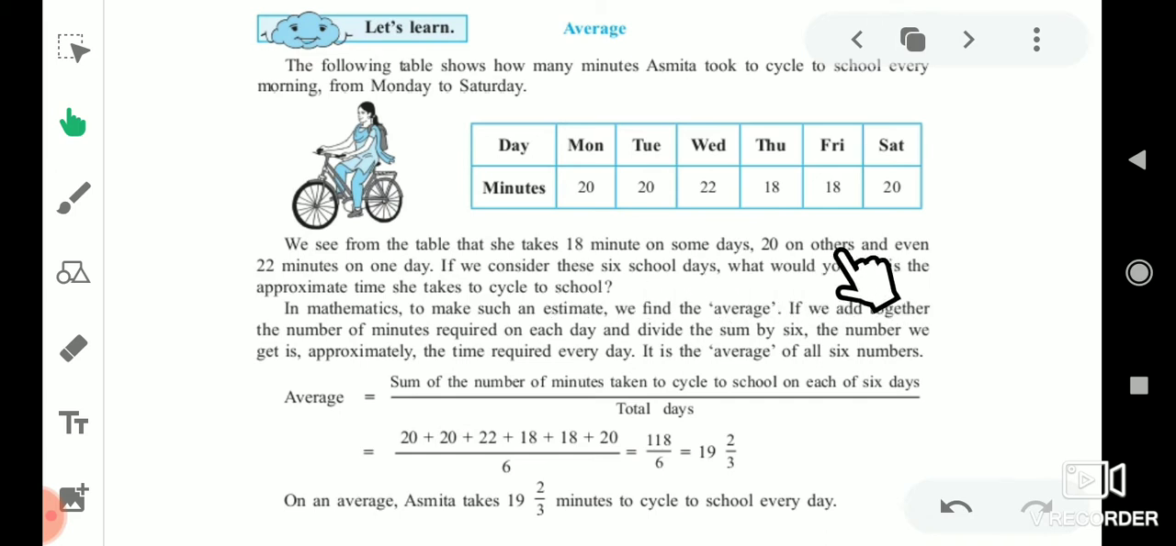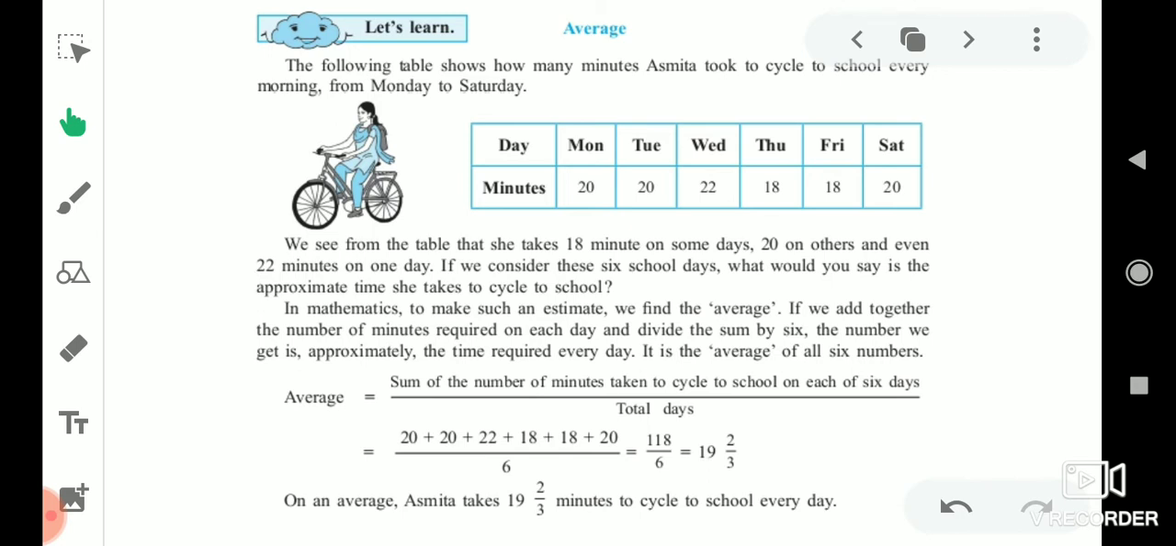We will simply add all the values and we will divide it by the total number of values. Sum of all the values divided by the total number of values. So the sum of all the values means 20 plus 20 plus 22 plus 18 plus 18 plus 20, divided by the total number of values. What is the total number of values? 1, 2, 3, 4, 5, 6. So the sum of all the values divided by the total number of values, 6, is 118 by 6, that is 19 and 2 by 3. So on average Asmita takes 19 2 by 3 minutes to cycle to school every day. In this way we will calculate the average.